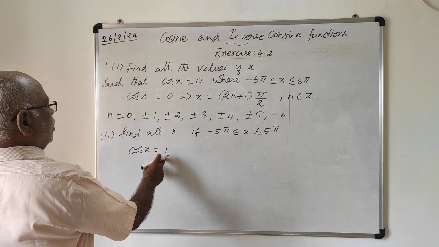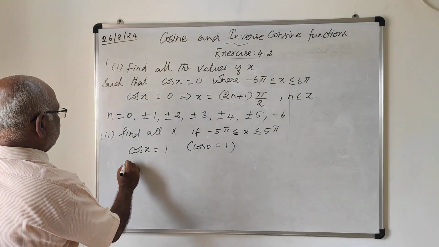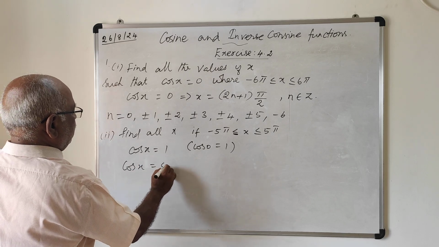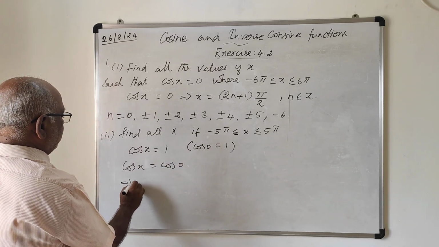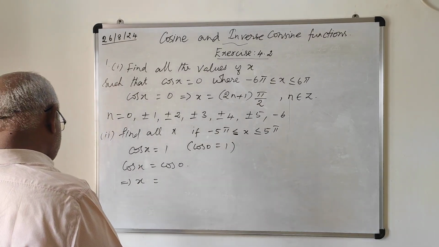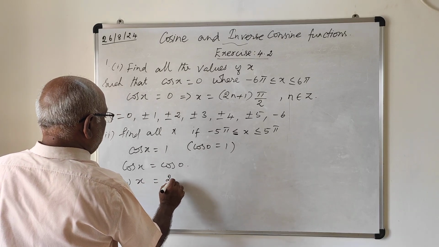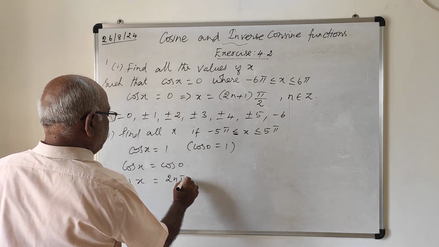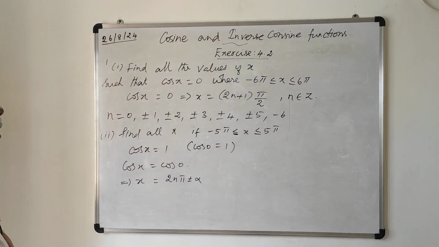You know cos 0 is 1. Therefore, this equation becomes cos x equal to cos 0. This implies x equal to, what is the rule? cos x equal to cos alpha when x equal to 2n pi plus or minus alpha. That's the rule for the solution of this equation.